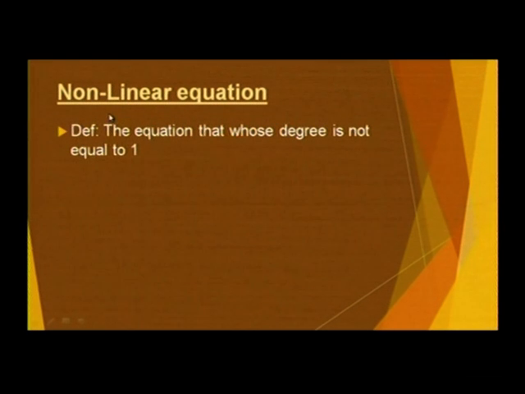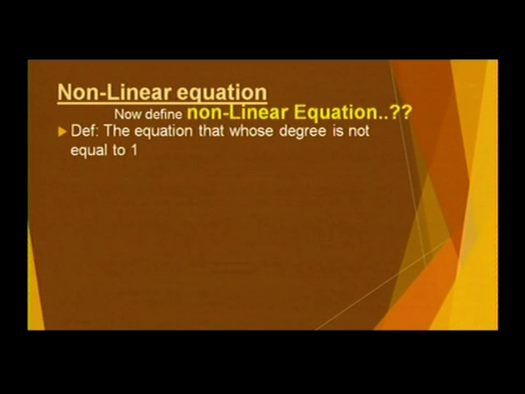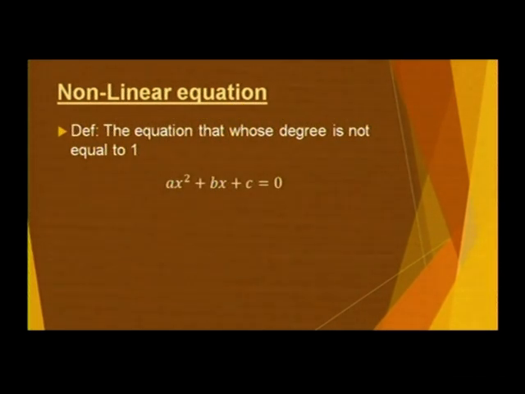Now, what is a nonlinear equation? Do you know? The equation whose degree is not equal to 1. Already, a linear equation means the degree of the equation is 1, then that is called the linear equation. Here, if the degree of the equation is not equal to 1, then that is called the non-linear equation. Have you understood, friends? Yes. Now you know what a nonlinear equation is.